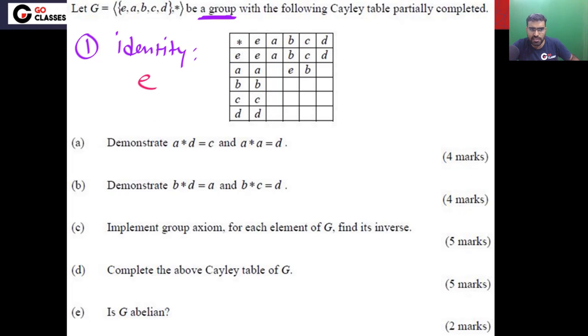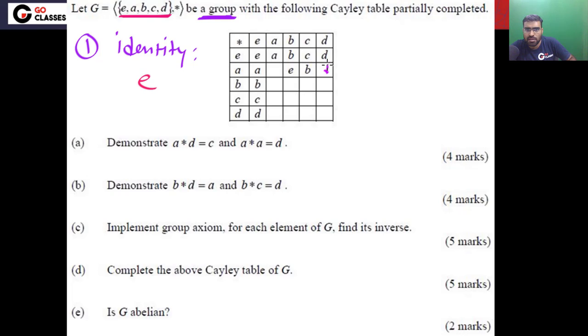We got the identity element. This is the first thing we got. Now let's see these entries. Let's fill these entries. First of all, you tell me, can I put D here? In this entry, can I put D? Remember, your base set is E, A, B, C, D. Very simple question I am asking you, can I put D here?